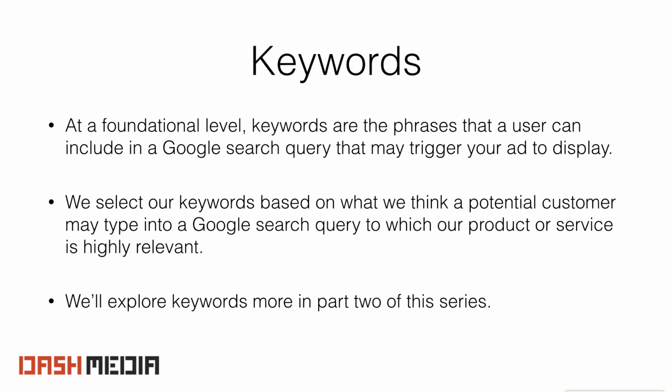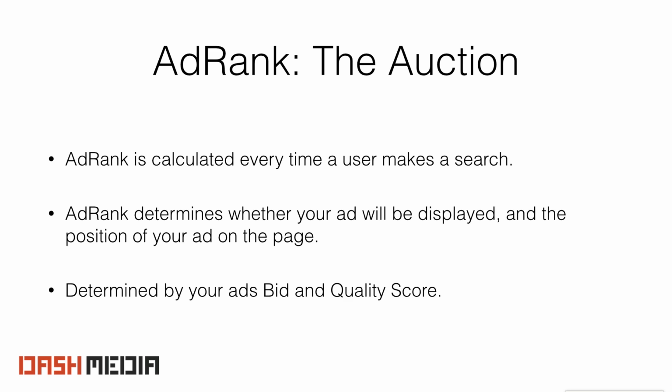But now we understand what keywords are. So let's move on to the auction that runs whenever a user types a search query into Google, and it's your ad rank that determines whether or not your ad will be displayed on the page and what position it will be displayed in. And so it's important to understand that ad rank is calculated every time that a user makes a search. And the two metrics that really make up your ad rank are your bid and your quality score. So the amount of money that you're willing to pay for a click on your ad, and your quality score. And we'll dive into what your quality score actually is.